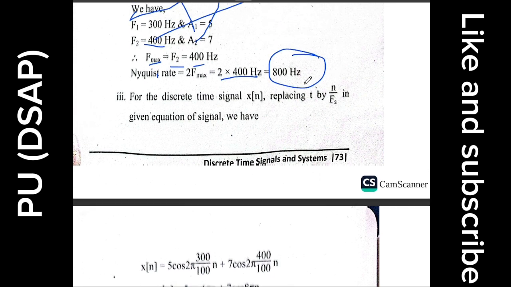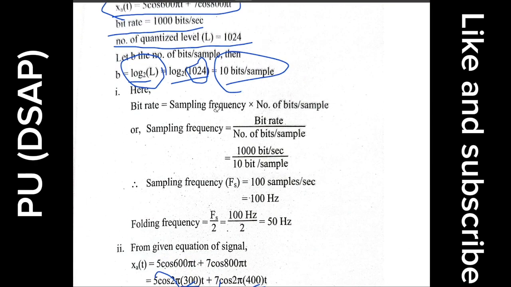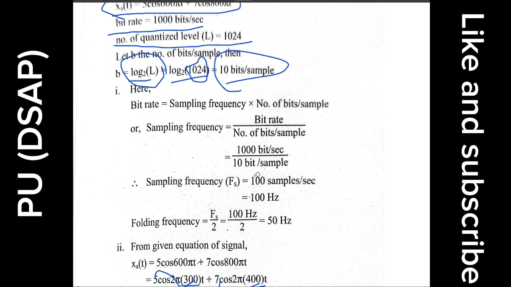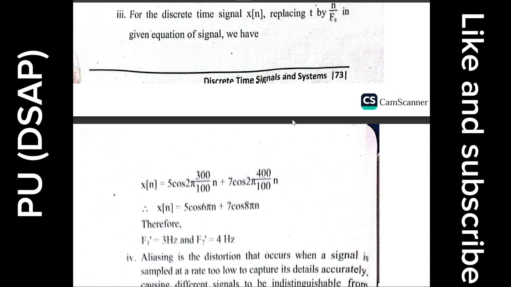For this, you can simply replace t, this is t, sorry. You have to replace t by n upon fs. We already found out fs. Where is fs? Fs is 100 hertz, isn't it? Fs is 100 hertz. So we have to replace t by n upon fs. So let's get into the question.